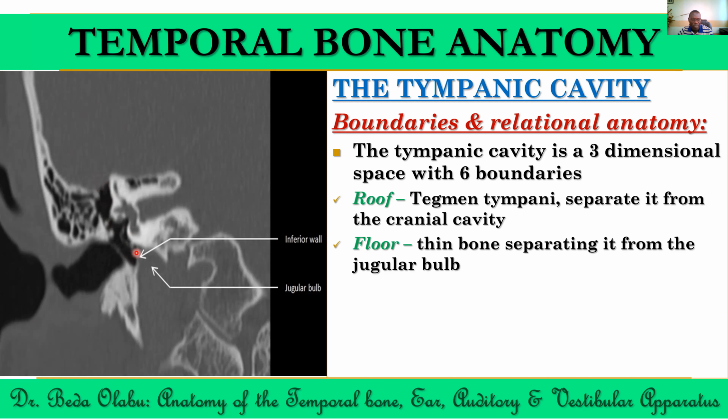Then the floor is this part here. These are coronal sections through the middle ear. So this is the roof, this is the floor. The floor, the inferior wall, is very thin bone that separates the middle ear, and in particular the hypotympanum, from the jugular bulb. Sometimes this bone could be deficient, and so there's a thin membrane separating the internal jugular vein from the middle ear.